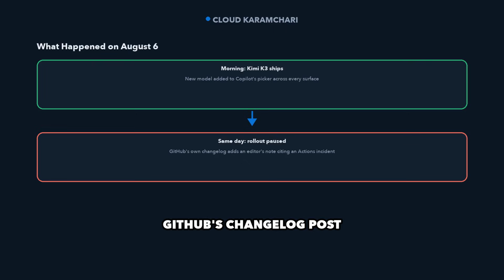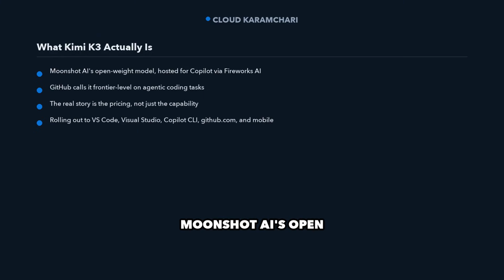GitHub's changelog post announced Kimi K3 that morning. By the afternoon, the same post had an editor's note saying the rollout was paused to mitigate an incident with GitHub Actions, unrelated to the model itself. Kimi K3 is Moonshot AI's open-weight model, hosted for Copilot through Fireworks AI. GitHub describes it as frontier-level on agentic coding.